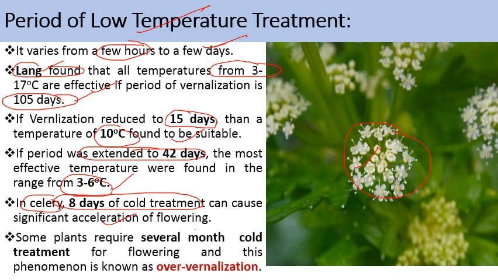Some plants require several months of cold treatment, that is a prolonged period of cold treatment, or we can say low temperature requirement for a longer duration to induce flowering, and this phenomenon is known as over vernalization, और इस process को कहा जाता है over vernalization.